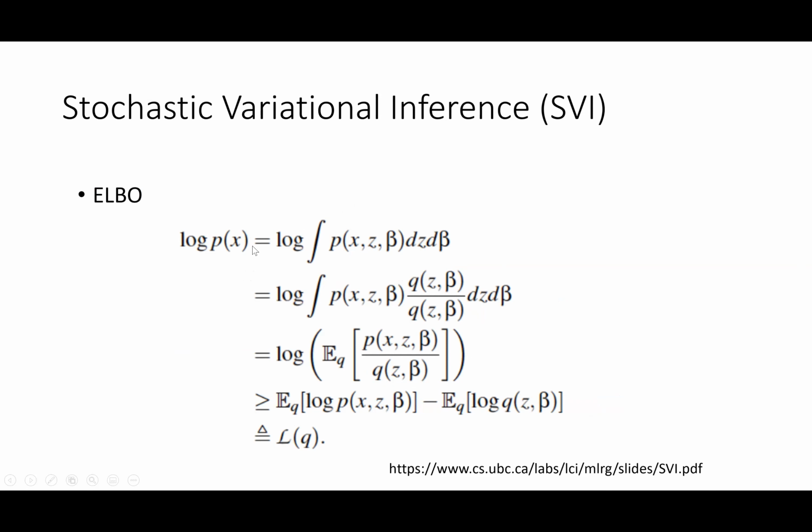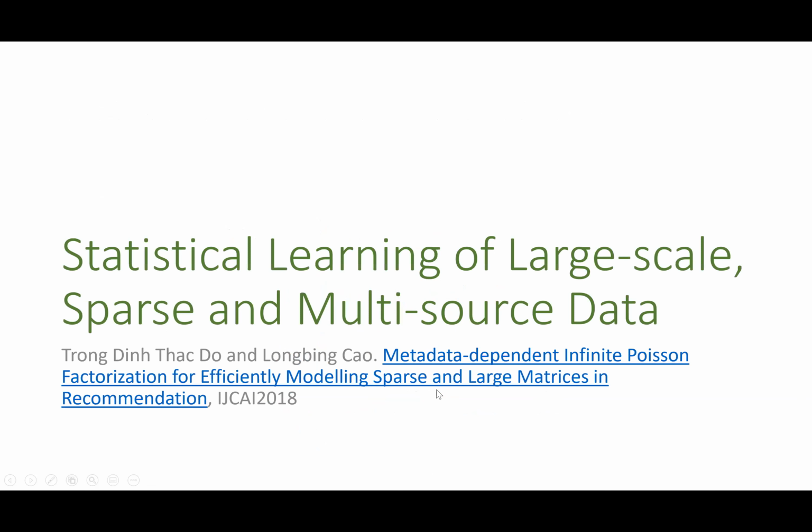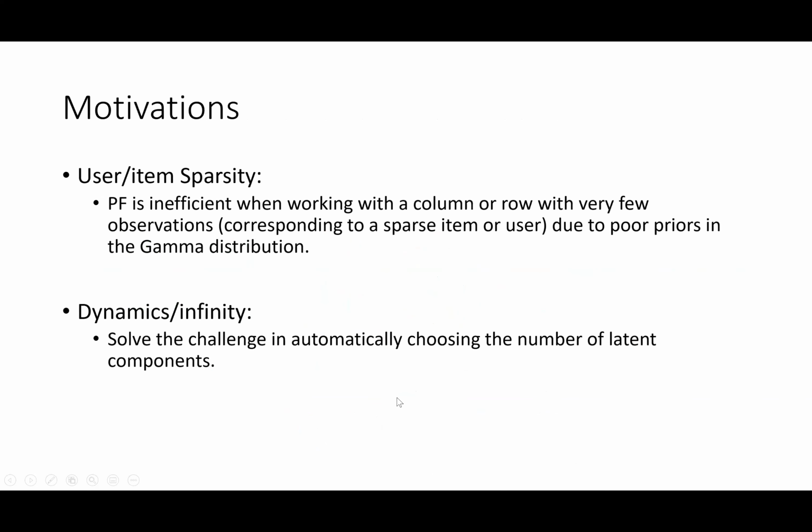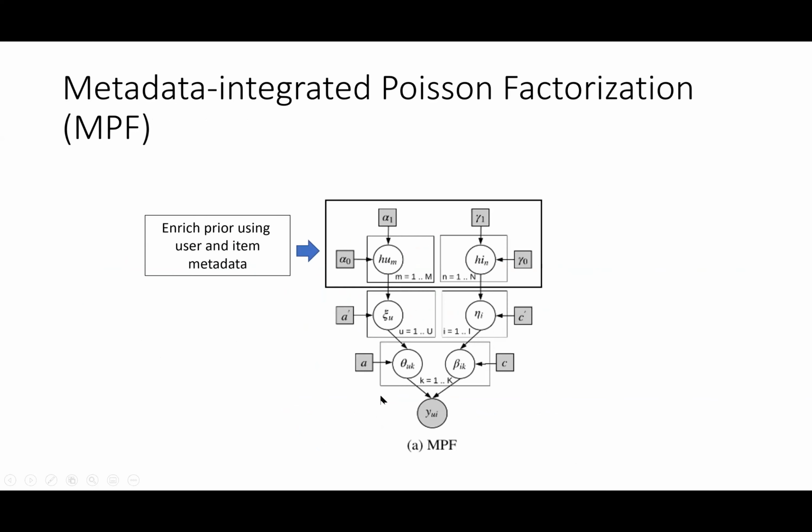So the difficult problem of solving this posterior probability can be converted to a KL divergence optimization issue, right? That's what you do in the Bayesian network or the variational neural model, like a variational autoencoder, etc. It's a very fundamental thing there. Here we just introduce one example for large-scale sparse and multi-source data, focusing on user-item sparsity and also the dynamic. Dynamic in statistics means having infinite parameters, basically, and how to learn the parameters, right?